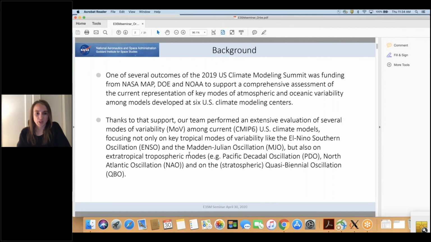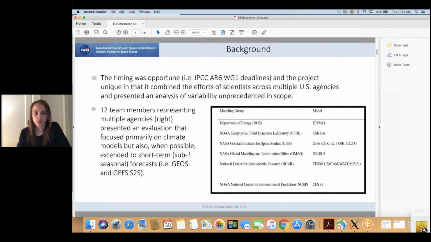In the event that some people's connections aren't that good, I'm going to try to specify what slide I'm on. Currently I'm on slide 3 in the PDF that likely was sent around. And again, this effort was very much oriented around producing something for the Working Group 1 deadline. The team consisted of 12 members who all contributed to the analysis and writing of the manuscript.